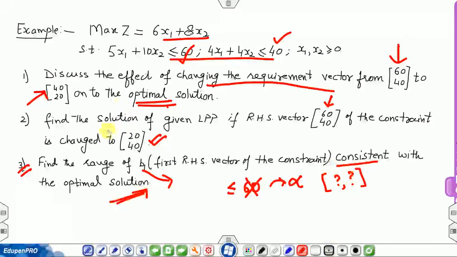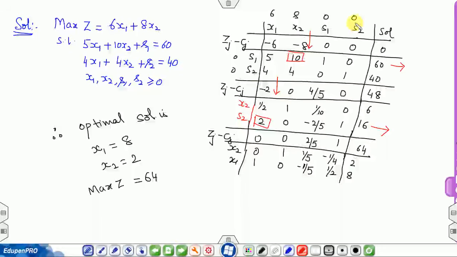While in the first and second parts we have to change the vector 60 to 40, that is a specific one, while in the second it is 60 to 20. So let's move on. Firstly you have to find the optimal solution of this, and everybody knows how to find the optimal solution by using the simplex method. So here this is the problem.